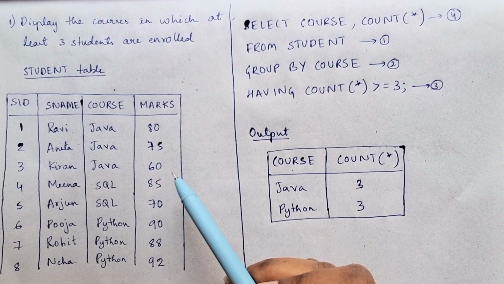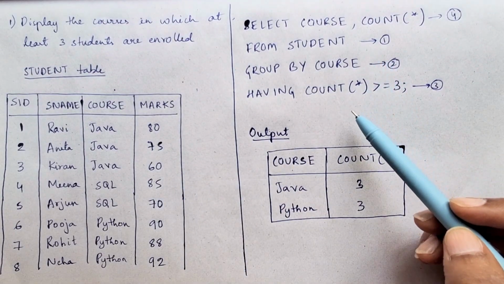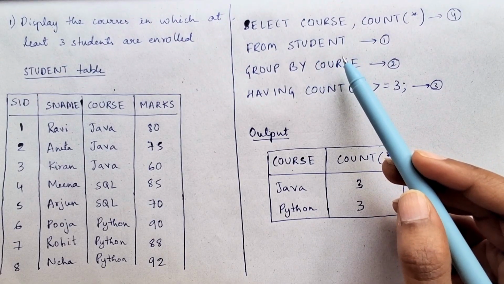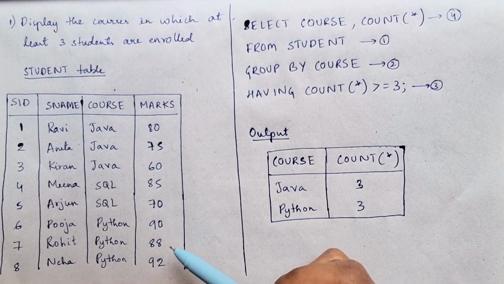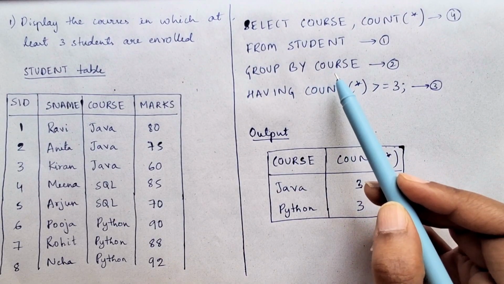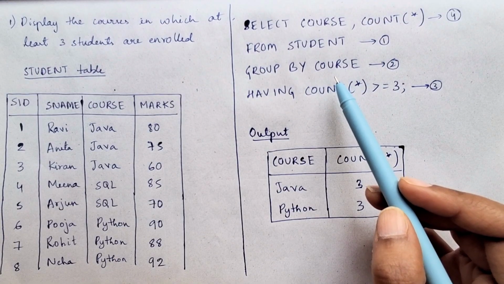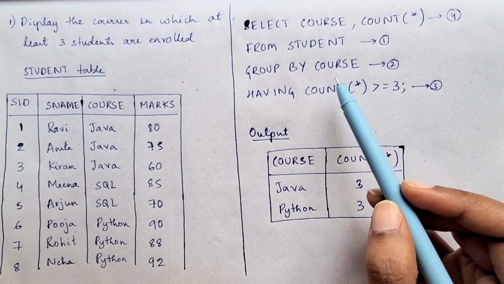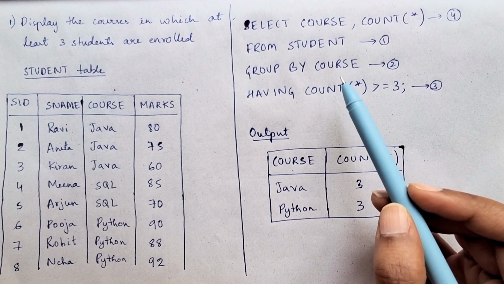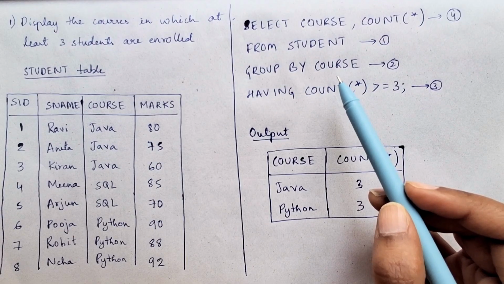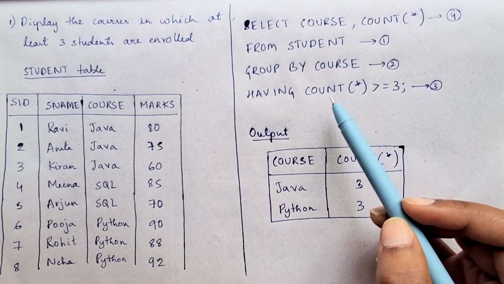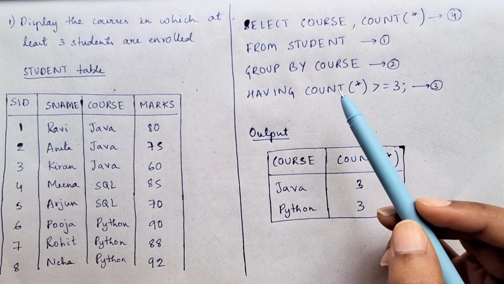Now based on this understanding, we will write this query. First, SELECT executes the FROM clause and fetches all the rows from the student table. Next, the GROUP BY clause groups the data based on the course column. So all Java students are grouped together, SQL students are grouped together, and Python students are grouped together. After grouping, SQL calculates the aggregate function. Here, COUNT(*) counts the number of students in each course.